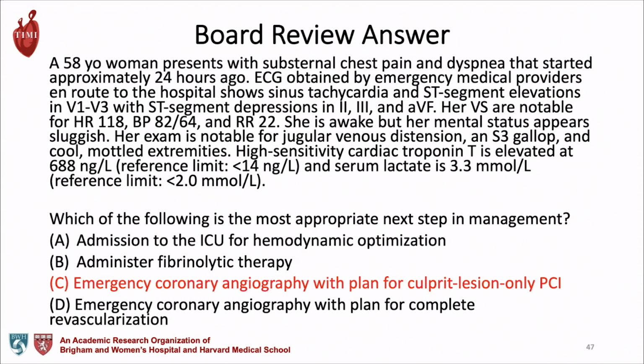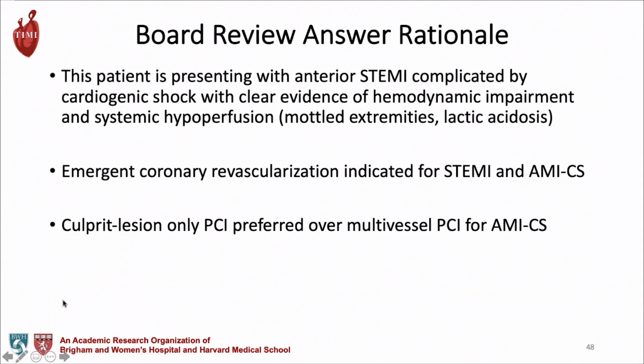If you picked C, you're absolutely correct. This is a patient who is presenting with an anterior STEMI that was complicated by cardiogenic shock, and there's clear evidence of hemodynamic impairment and systemic hypoperfusion with mottled extremities and lactic acidosis. So here, emergency coronary revascularization is indicated, not just because the patient has a STEMI, but also because they have cardiogenic shock complicating their MI. And as we discussed, culprit lesion only PCI is the preferred approach for the index procedure, and you fix the lesion and get out of Dodge as opposed to proceeding with multi-vessel PCI.